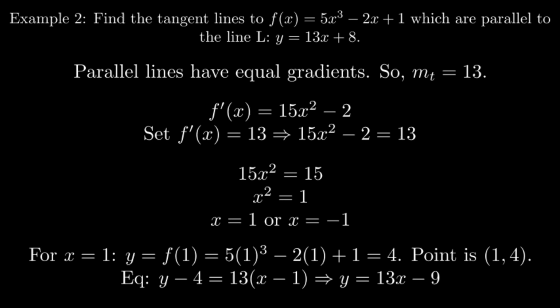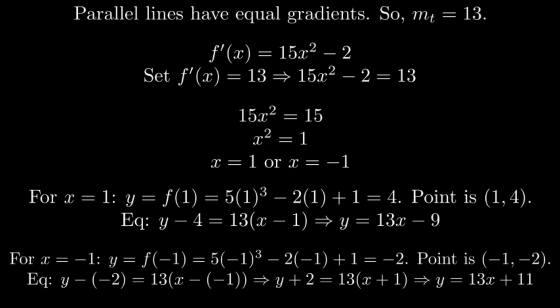For x equals 1, the y-coordinate is f of 1, which is 4. The point is 1, 4. The equation is y minus 4 equals 13 times x minus 1, which simplifies to y equals 13x minus 9. For x equals -1, the y-coordinate is f of -1, which is -2. The point is -1, -2. The equation is y plus 2 equals 13 times x plus 1, which simplifies to y equals 13x plus 11.